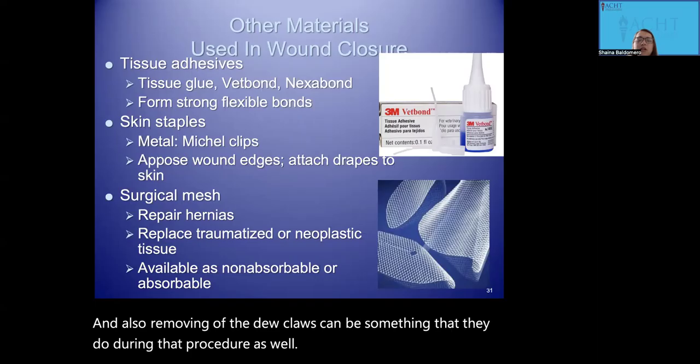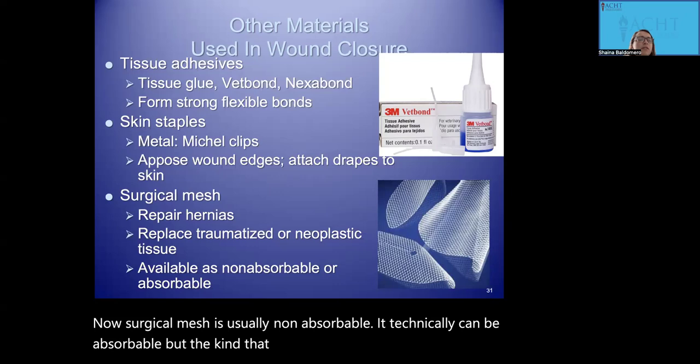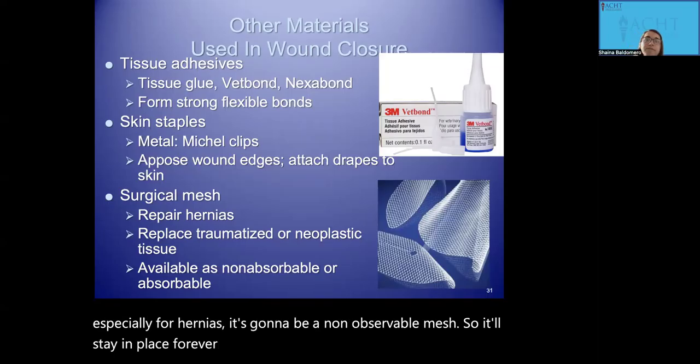Now, surgical mesh is usually non-absorbable. It technically can be absorbable, but the kind that you're going to see most commonly, especially for hernias, is going to be a non-absorbable mesh. So it'll stay in place forever unless it were to be removed.